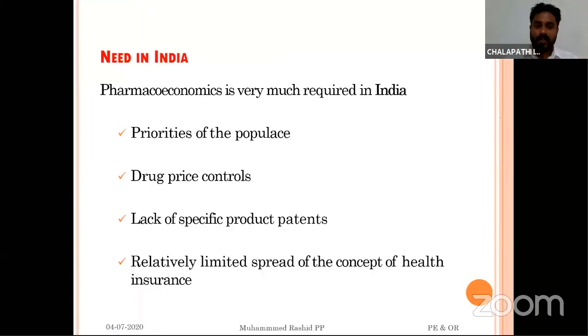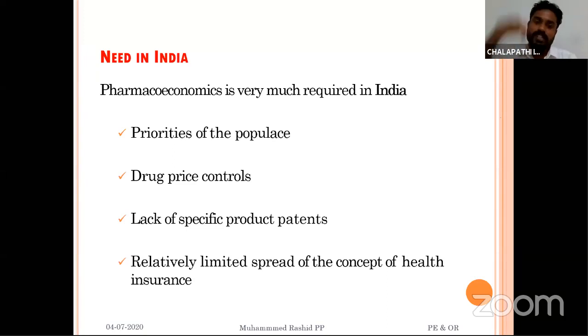Especially in India, which is very much required, is the priorities of the populace. As you know, India has a different set of cultural as well as biochemical parameters, food habits and life habits. It is very diverse compared to any other country. India has the largest diversity in all aspects. Even the simple treatment strategy I am using in Manipal will not be the same as what you are using in Mangalore, Bangalore, Delhi, or Kolkata. Everywhere the treatment strategy varies.